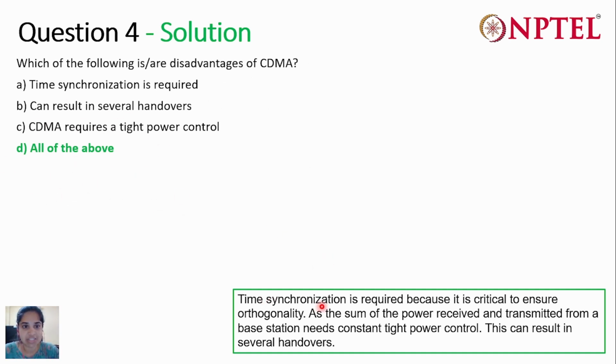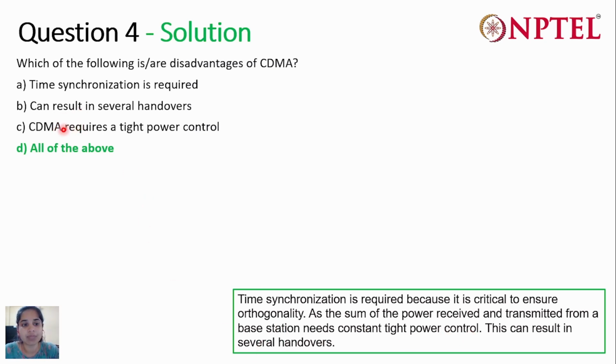Time synchronization is needed because it is critical to ensure orthogonality. So at t equal to 0, all the codes should be time aligned. That's very important. Second, the sum of the power received and transmitted from a base station needs constant tight power control. This can result in several handovers.